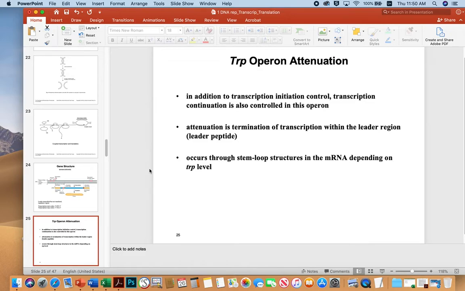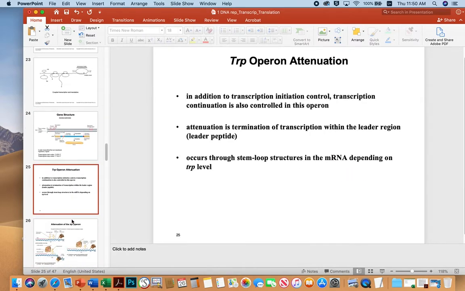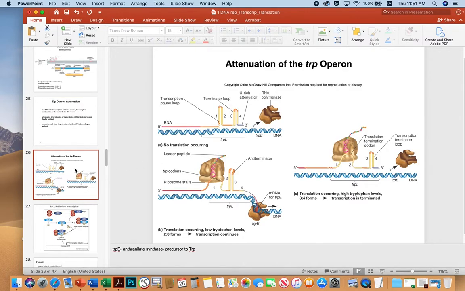The trp operon attenuation model is what I was alluding to before when I talked about this untranslated leader region being essential for gene expression. In this model of trp attenuation, in addition to transcription initiation control, transcription continuation is also controlled. Attenuation is termination of transcription within the leader region, or the leader peptide, it's also called. But if you look at this particular diagram here, it's a little easier to see it all at once.